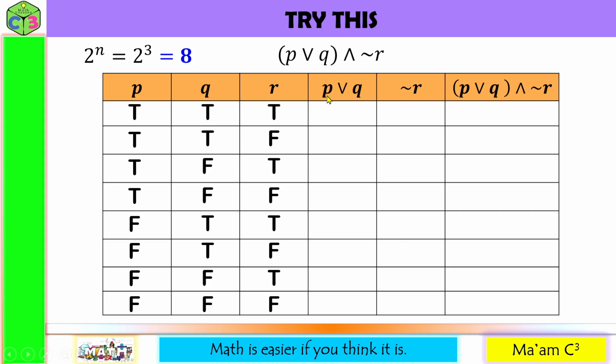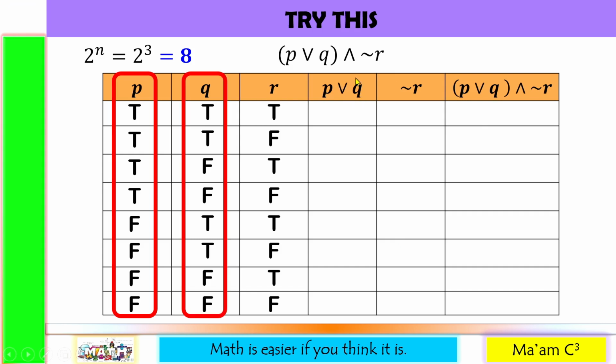So let us start. Now we have P or Q. Let us focus our eyes on P and Q. Since this is disjunction, at least one must be true so that the disjunction is true. Otherwise, the answer is false. So we have here both true, so this is true. Both true, this is true. One true, this is true. One true, this is true. One true, true. One true, true. Both are false, this will be false. Both are false, so this is false.